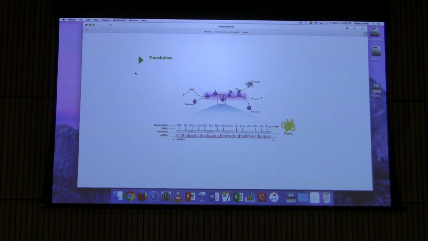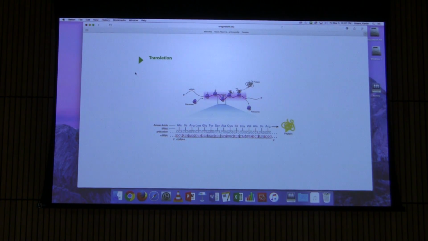Well, what's happening in the process of translation is schematically what you can see on the screen. The ribosome binds to the messenger RNA, and it slides along the messenger RNA. Translation as a process in the ribosome solely uses GTP for energy. GTP is the energy source of protein synthesis.